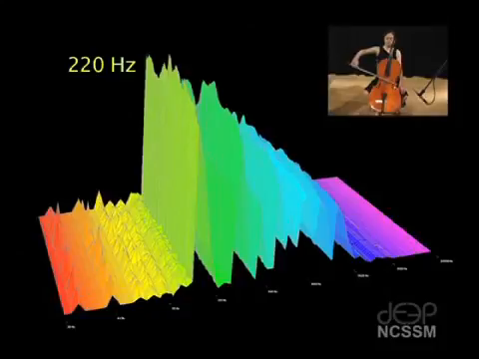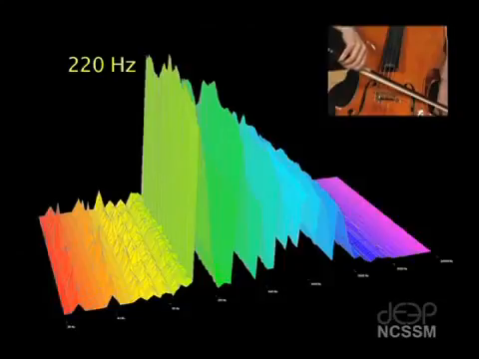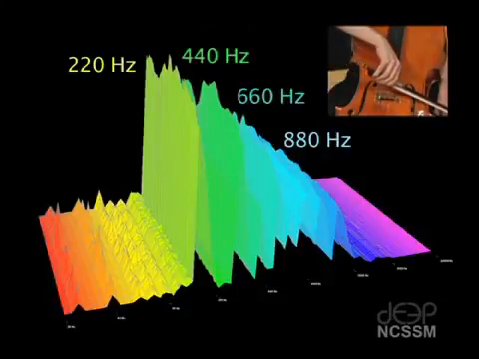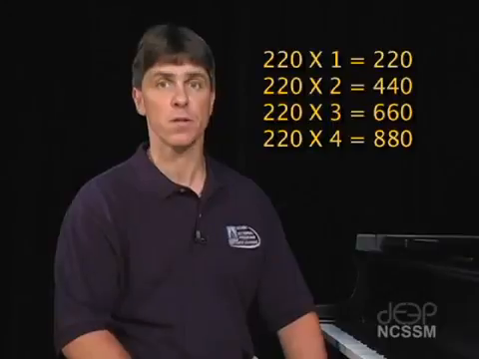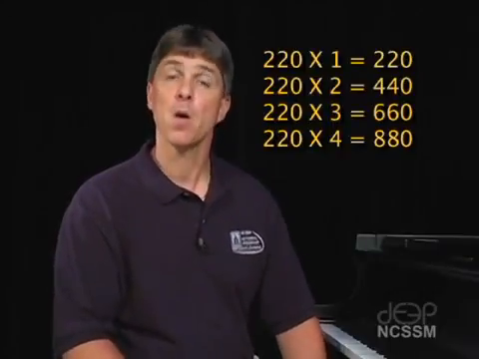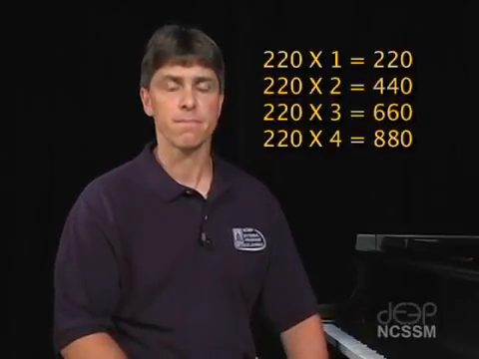Think back to our last lesson on frequencies and timbre. When the cello sounded an A220, other frequencies showed up in the wave that we studied. Those frequencies are 440, 660, and 880 hertz. Note that the numbers representing the frequencies are all related. They are all multiples of 220 hertz, the fundamental frequency.